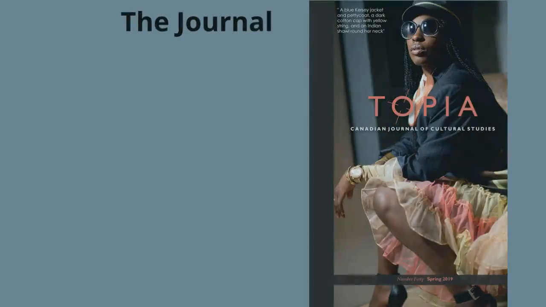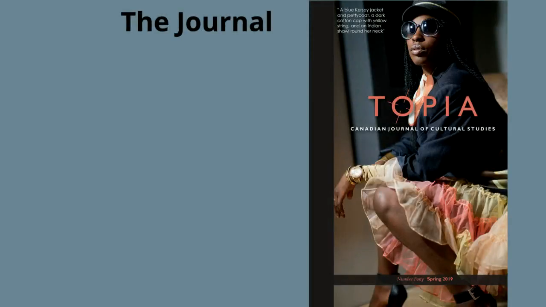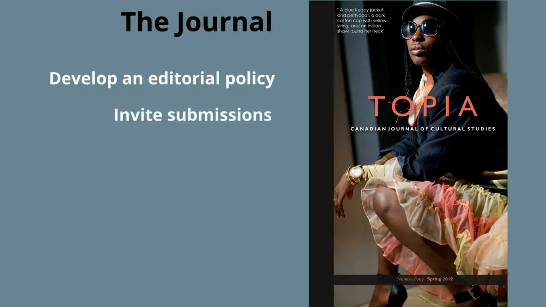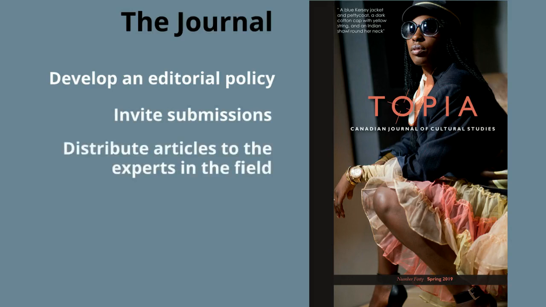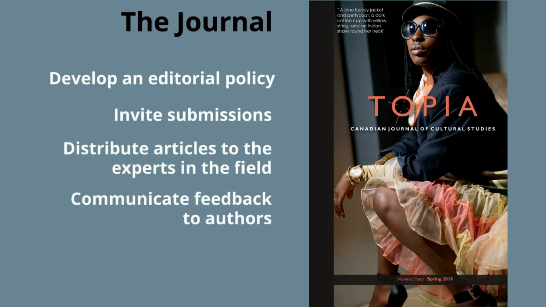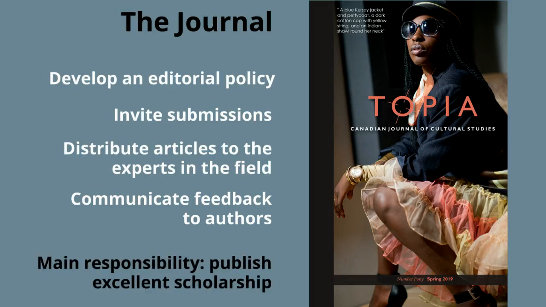Next, let's look at the journal. The journal must develop and abide by a clear editorial and submissions policy. The journal editors distribute submitted articles to experts in the field for review. Once the article is evaluated, the editor communicates the feedback to the author. If the reviewers conclude that the article has scholarly merit and the author addresses their feedback, the journal can publish the article. So the journal's main responsibility or mandate is to publish excellent scholarship.